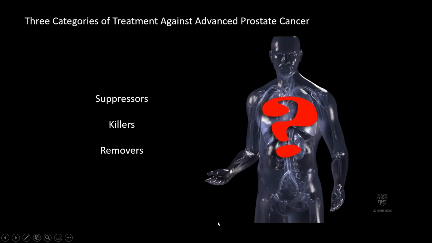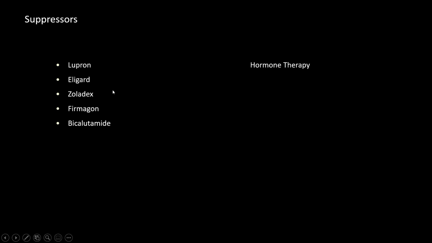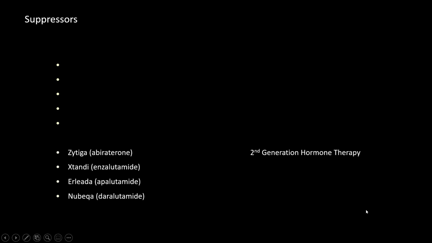When we talk about treating cancer, we like to talk about 3 different forms of therapy. I call them suppressors, killers, and removers. Suppressors are forms of hormone therapy. They make the cancer get sleepy and go to sleep. It regresses the cancer, but doesn't necessarily cure it.